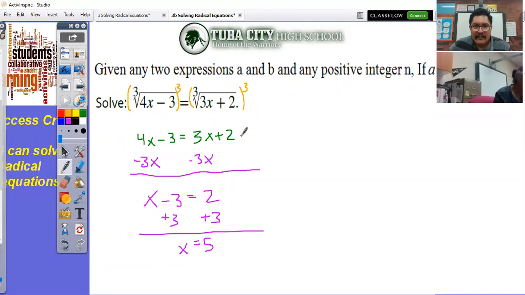Now, I'm going to use this line to check it, because I already know on this side they are already equal, but I don't want to have to cube both sides. If I cube both sides, it's just unnecessary work. So let's try that out. 4 times 5, because I plug x in as 5. 4 times 5 is 20. 20 minus 3 is 17. So this side is 17. Plug in 5 here, so 5 times 3 is 15. 15 plus 2 is 17, so it works.